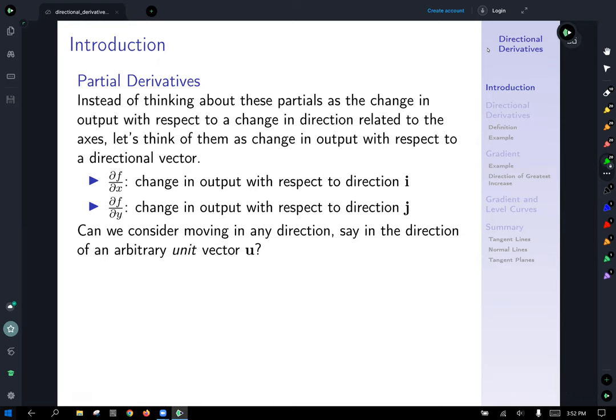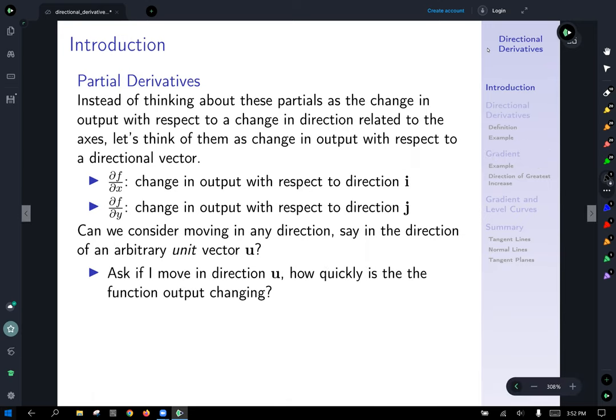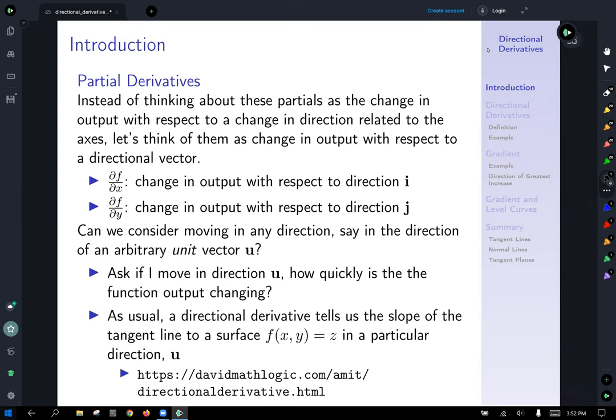So can we consider moving in any direction, say in the direction of an arbitrary unit vector? Notice the word unit vector here, because remember, the derivative tells us the slope of a tangent line to a surface in a direction, and slope is rise over run. If we define run to be one, then the slope number represents the change in the vertical direction. So if I move in any direction u, how quickly is the function output changing, and in which direction? As usual, directional derivatives tell us the slope of the tangent line to a surface.